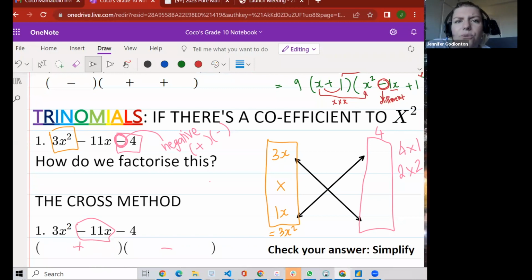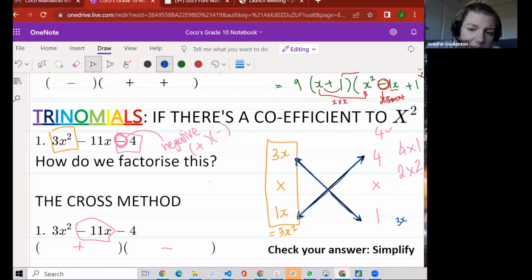So let's just try and work with the first one. So we've got 4 and 1. Let's put our 4 there and our 1 over there. If we multiply those together, we get 4. So that's great. That passes one test. Now we have to do our crisscross. 3x times 1 is going to give us 3x, and 1x times 4 is going to give us 4x. Can I get to 11x with 4x and 3x? Is it possible for me to get to 11x with these numbers? No. Okay, so then I know that that doesn't work.